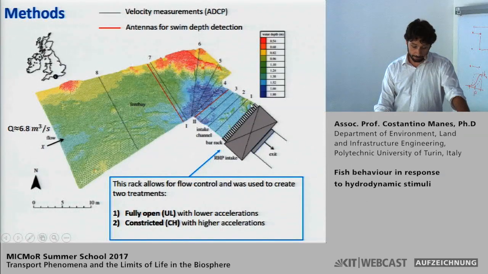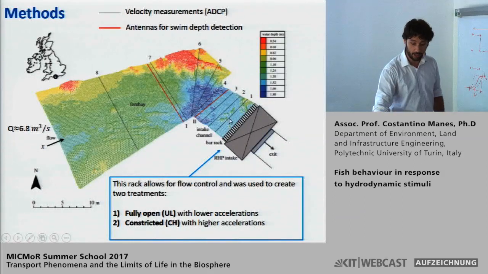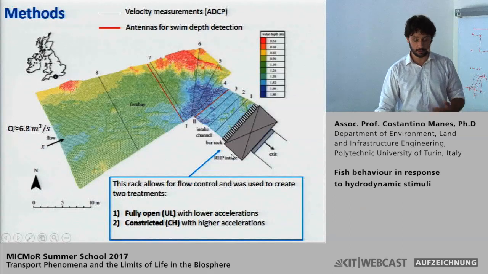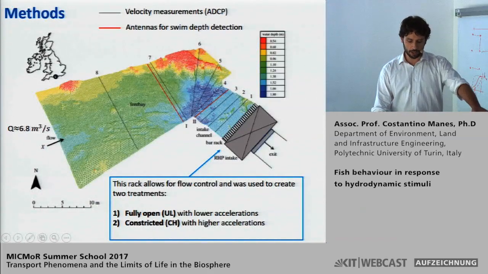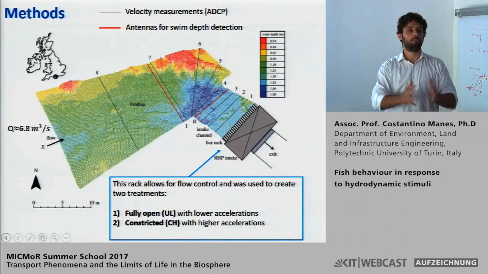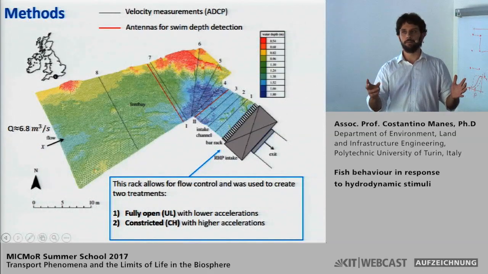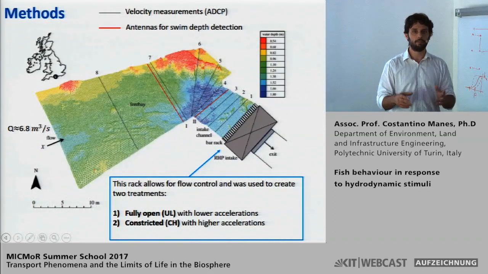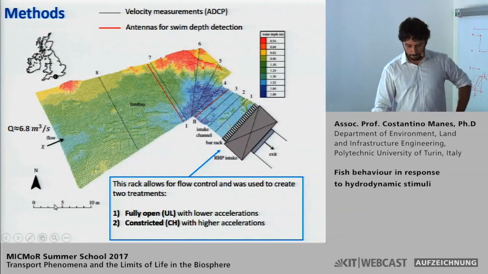Previously, this was a water intake for hydropower generation. Now it was made redundant, but still there is a bar rack in here, which is sloped, which can be used to constrict or open the flow. Essentially, you can alter the hydrodynamics as you want using this bar rack.